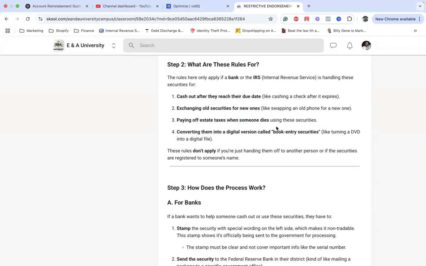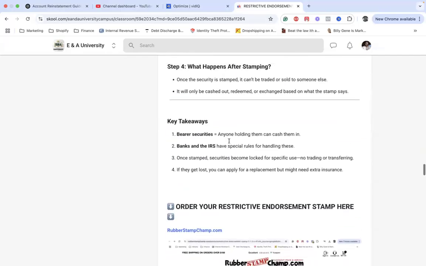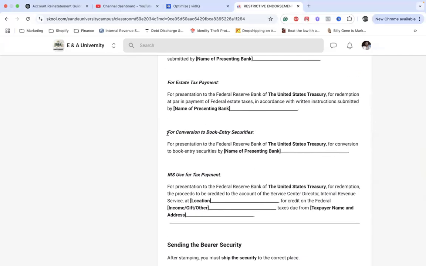This is all part of their rules, right? Converting them into digital book entry security. So this is like turning a DVD into a digital file. And that's what this is, guys. That's what this particular section is: conversion to book entry securities.